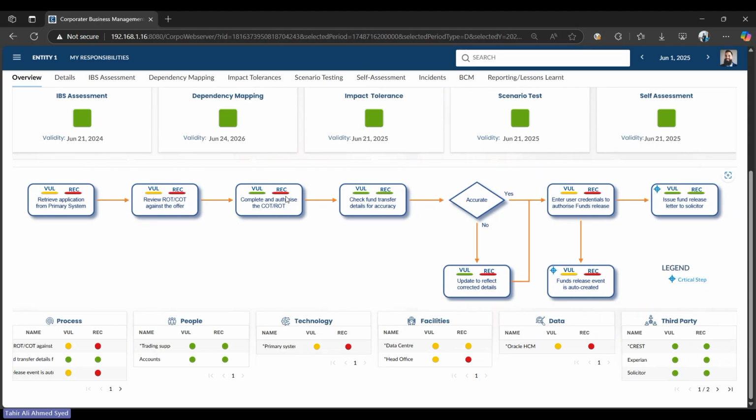So this gives you granular, detailed information to understand where your service is most vulnerable or where your service is not recoverable from your recoverability controls perspective. And of course, at the bottom of the screen, you see the most important information, all the pillars on which your service is operating on, be it process, people, technology, facilities, data, and third party as well. And if you see for each of these elements, we also capture the vulnerability and the recoverability coverage of that respective pillar.